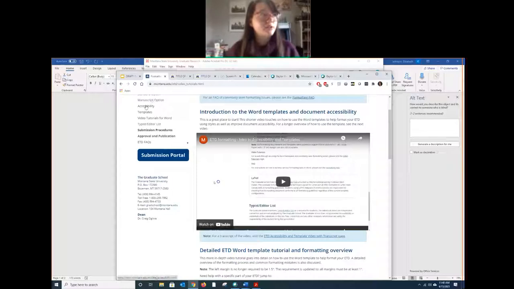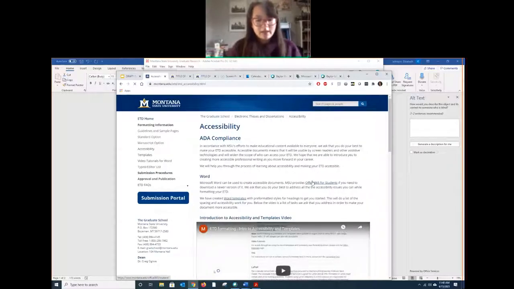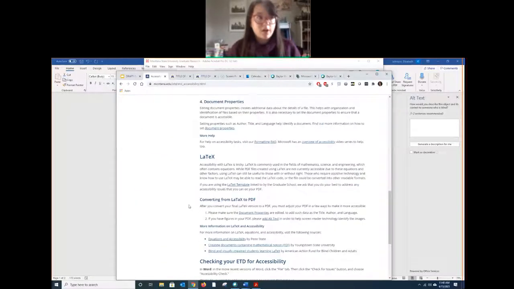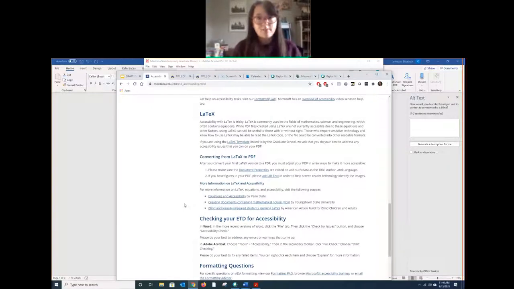So most of our students use Word, and our university provides a copy of Word to students, but our math and engineering students often use LaTeX instead. And accessibility in LaTeX is a little bit tricky. The PDFs themselves are not currently accessible due to the equations and other factors, but LaTeX can still have its advantages. Visually impaired people can actually use the source file if they know how to use LaTeX, or they can convert it into an accessible format.